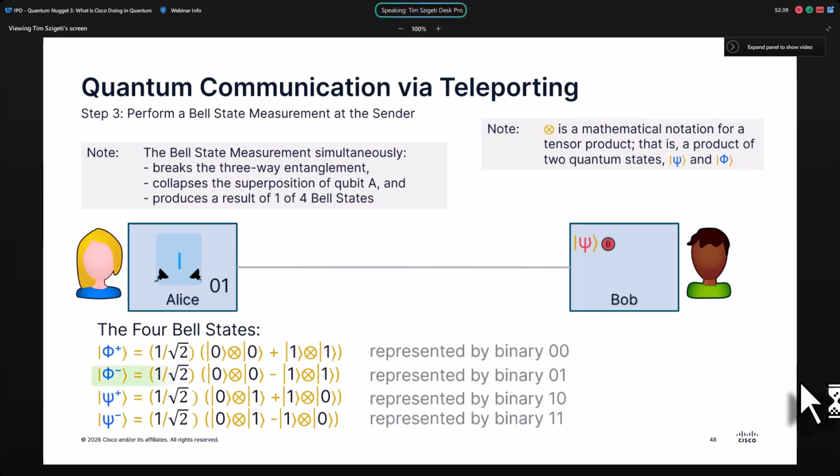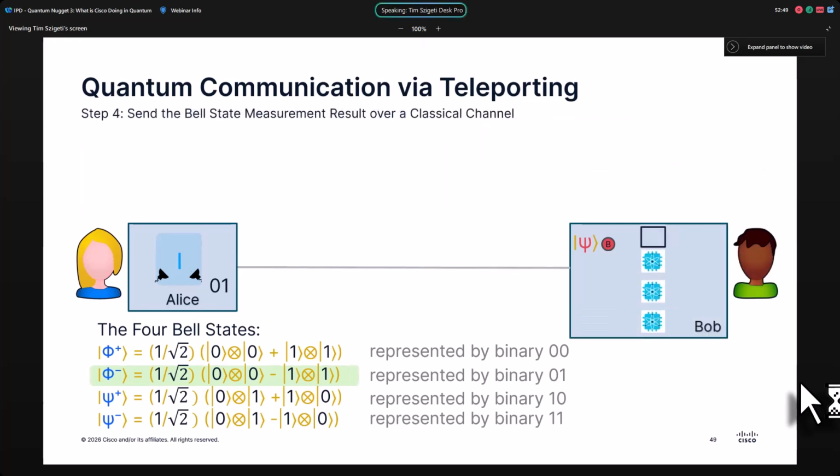Then I take that state, and because there are only four, I can represent each of those states with just two classical bits, 0 and 1, for example. And then I have to send that information again over my classical channel to Bob.